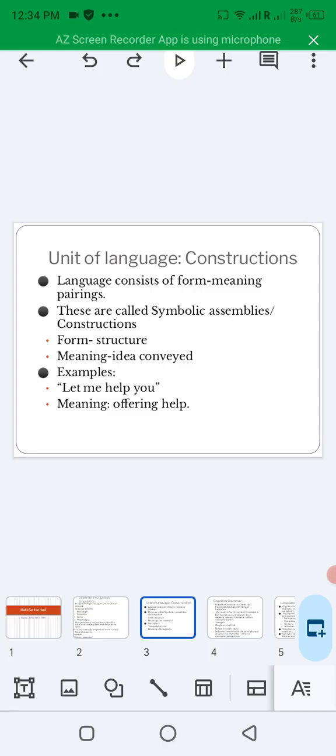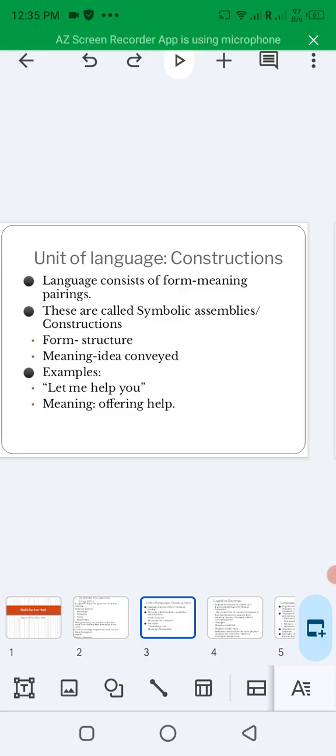And if we talk about phrases or idioms, the idiomatic constructions, then take "kick the bucket". Its meaning cannot be predicted from the individual words. So we need to understand the whole expression as a single construction, which means to die. Likewise, "let me help you" means offering help, or asking for help from someone.